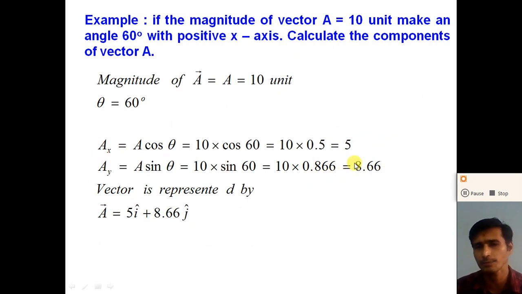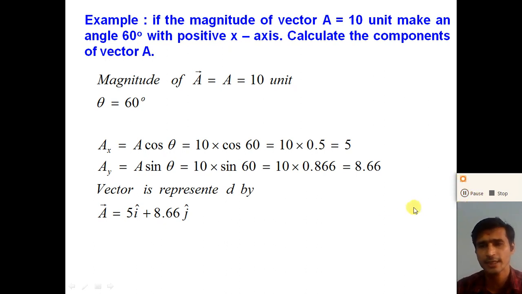So here the x component of the vector a is 5 and the y component of the vector a is 8.66. So the vector can be represented as a is equal to the x component, ax, which is 5, and in the x direction we take the unit vector i. So we get 5i plus the y component, 8.66, and the unit vector in the direction of y is j. So the vector a is equal to 5i plus 8.66j. So dear student, understand how from the magnitude and the angle we convert the vector into its component form.